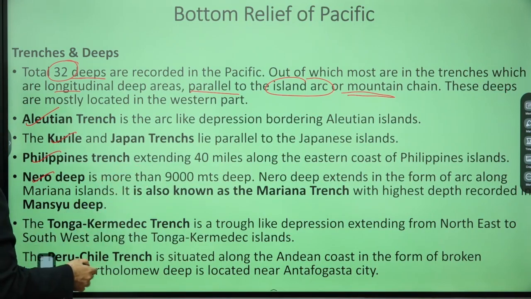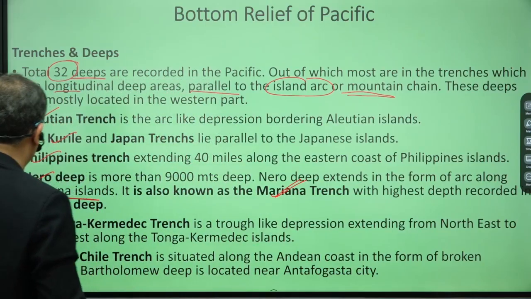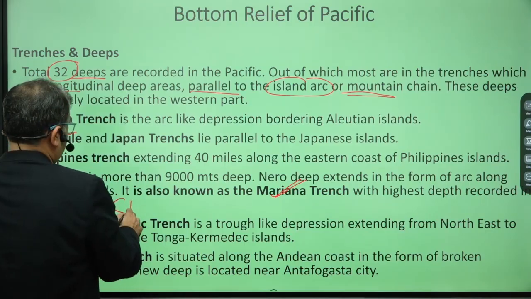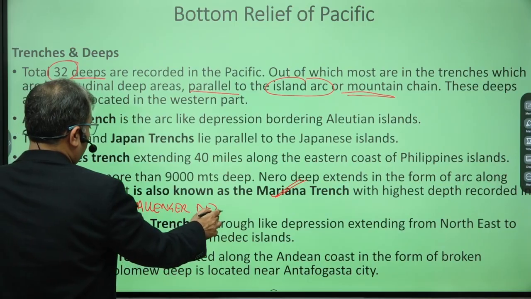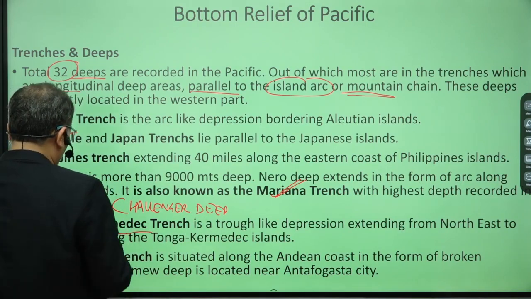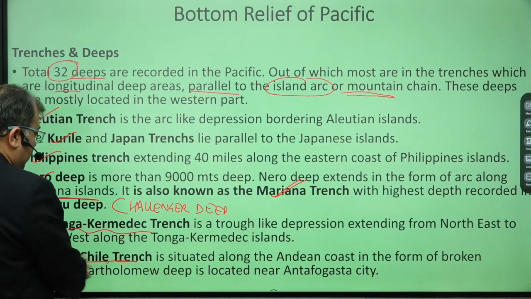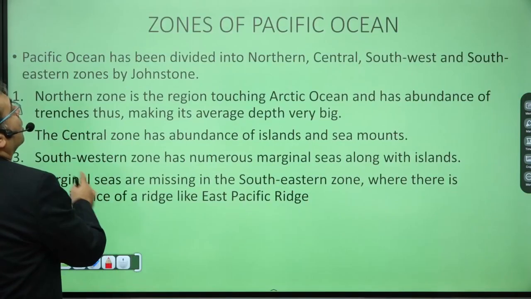Narrow Deep extends along the Mariana Islands, also known as the Mariana Trench, with the highest depth recorded at Mansiu, or you can also, as I said, these are local names, Challenger Deep. And in the south, we have the Tonga Kermadec Trench. Yes. And then we have the Peru Chile Trench. So these are the main ones which you can show in the map.